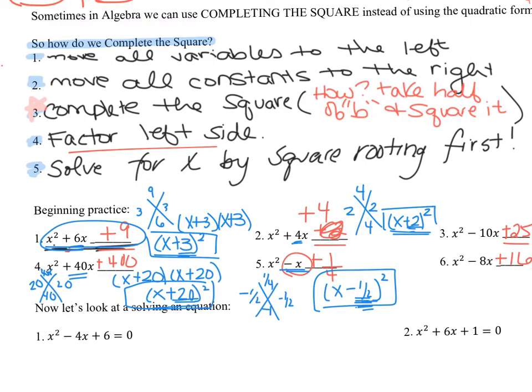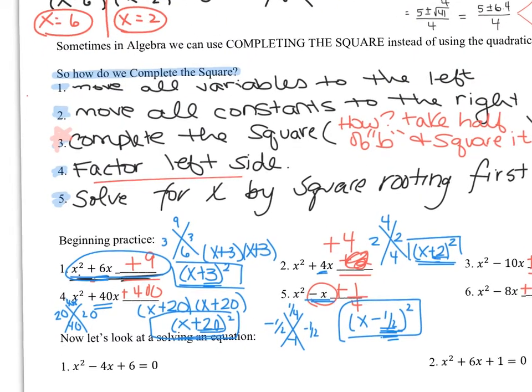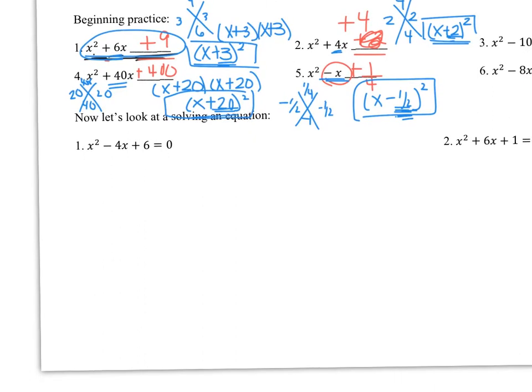I'm going to go ahead and skip 3 and 6, but if you need to factor for extra practice, go for it. So now let's start solving some of these problems. I'm going to follow all of these steps to solve this equation. So, step 1, move all my variables to the left and all my constants to the right. I kind of do step 1 and step 2 at the same time.